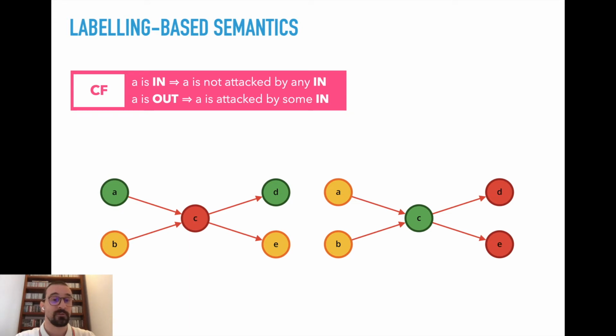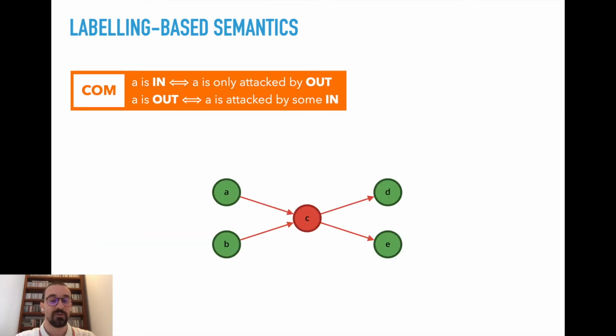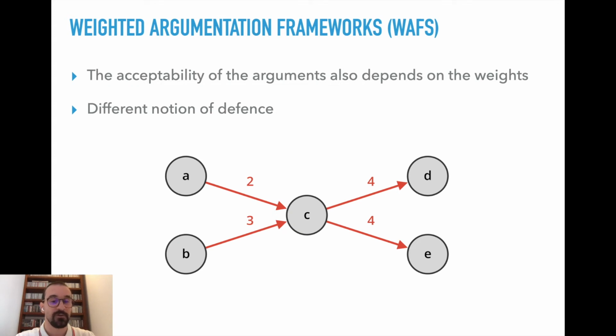And for what concerns the admissible labeling, if an argument is labeled in, then it is only attacked by out arguments, and the condition for out arguments stays the same as before. Finally, in a complete labeling, we also want any argument that is only attacked by out to be in. For instance, here we cannot leave the argument E undecided. It must be in.